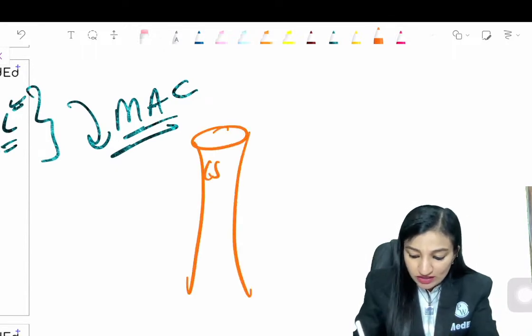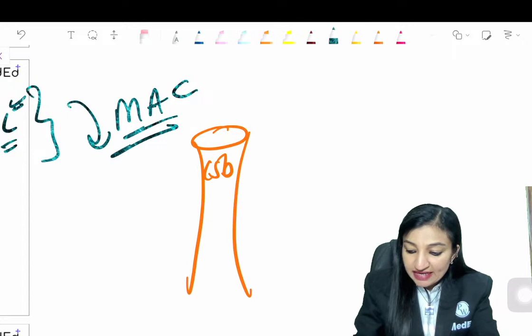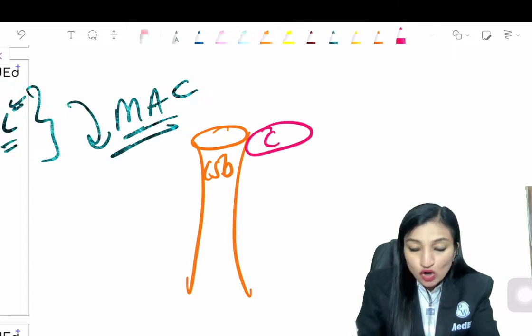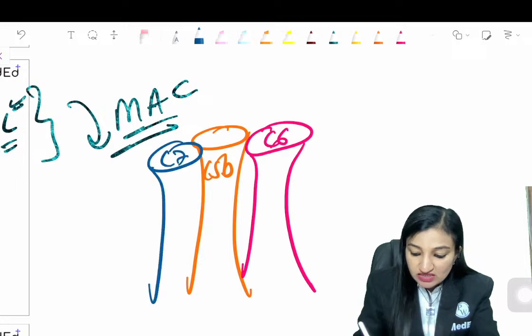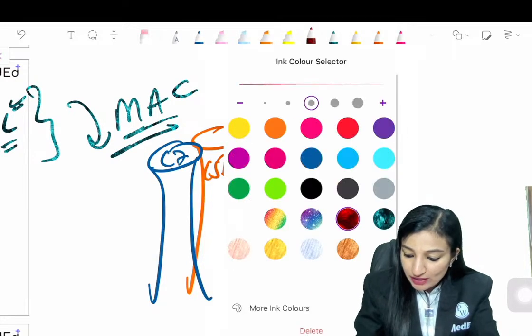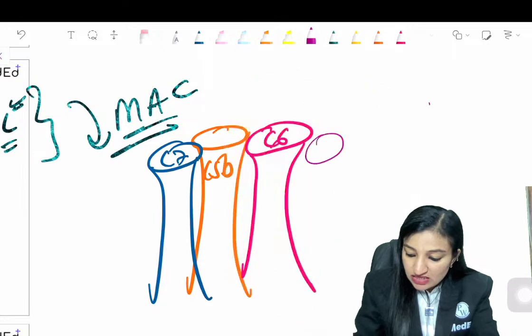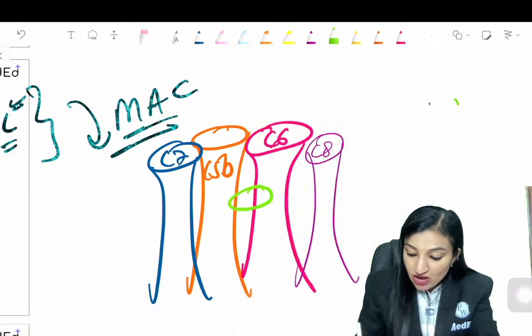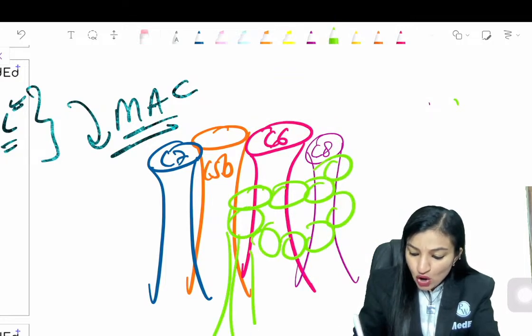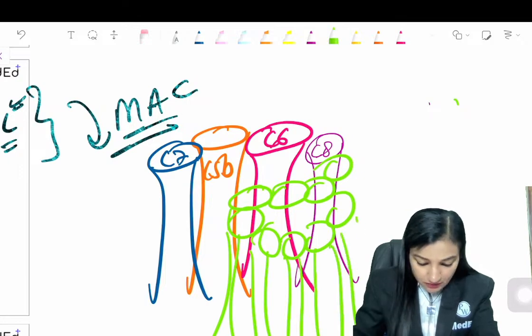You have got the C5b protein, then it is going to conspire with other complement proteins: the C6 protein, the C7 protein, the C8 protein like this, and multiple molecules of C9. 1, 2, 3, 4, 5, 6, 7, 8, 9, all these green things which I am drawing.